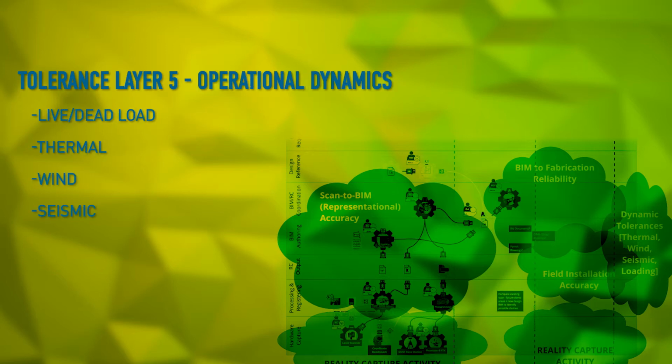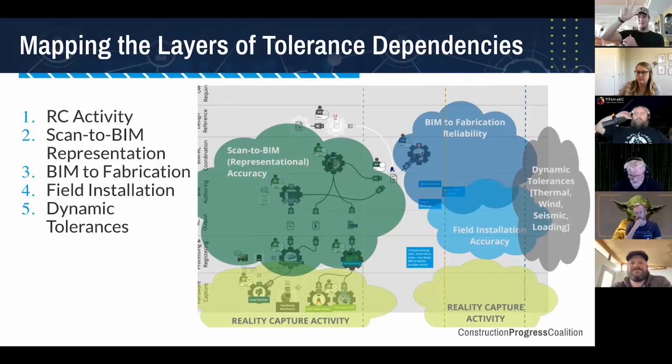And then there's all the dynamic tolerances that come into play because buildings are not static, as much as we all like to pretend they are. Which takes us full circle back to the reality capture activity of, well, what were the thermal, environmental, et cetera, conditions when the building was actually scanned? So at least those are the layers. That's our parfait of tolerance right there.